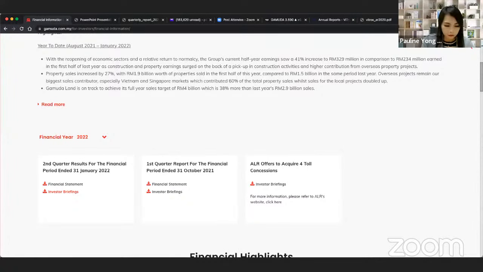So there is a difference between calendar year versus the financial year. Okay, so that is a difference. A lot of people who have no accounting background will not understand the difference, so I'll explain here.